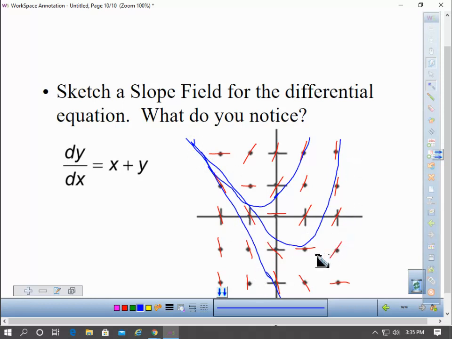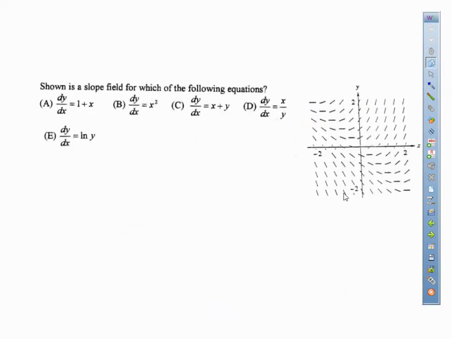So on this side, they might look somewhat parabolic. On this side, they look kind of not really a straight line, some type of curve on that side. So that's your solution curves. All right, now this one says find the slope field that matches which equation over here. So we should be able to match a slope field to a differential equation.